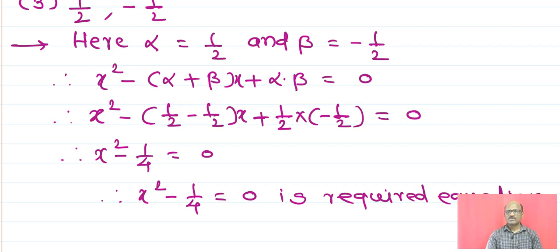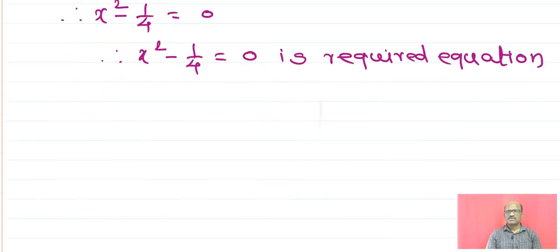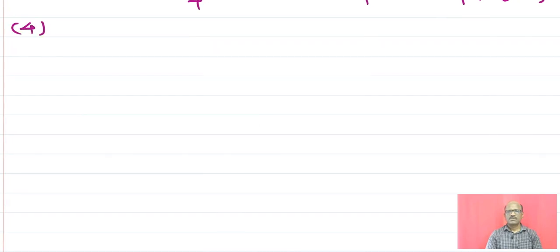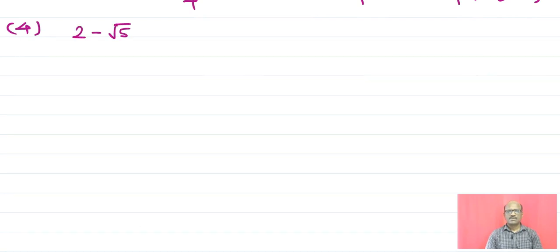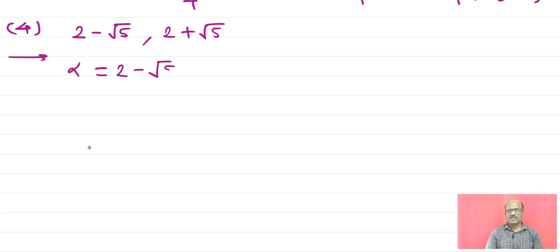Now next, number 4: 2 minus root 5, 2 plus root 5. These are the roots. Alpha is equal to 2 minus root 5. Beta is equal to 2 plus root 5.